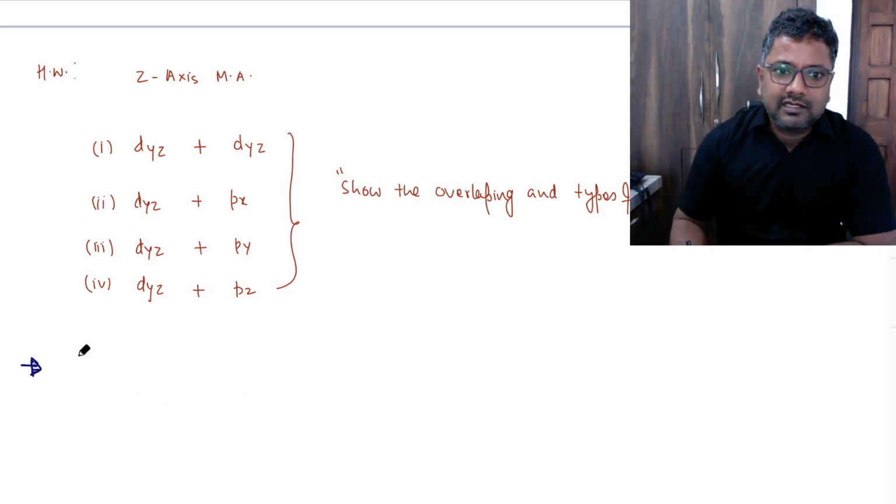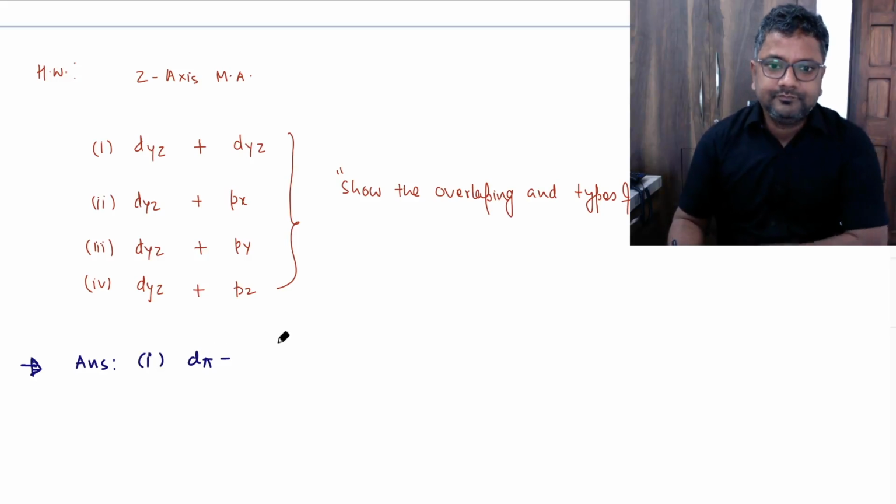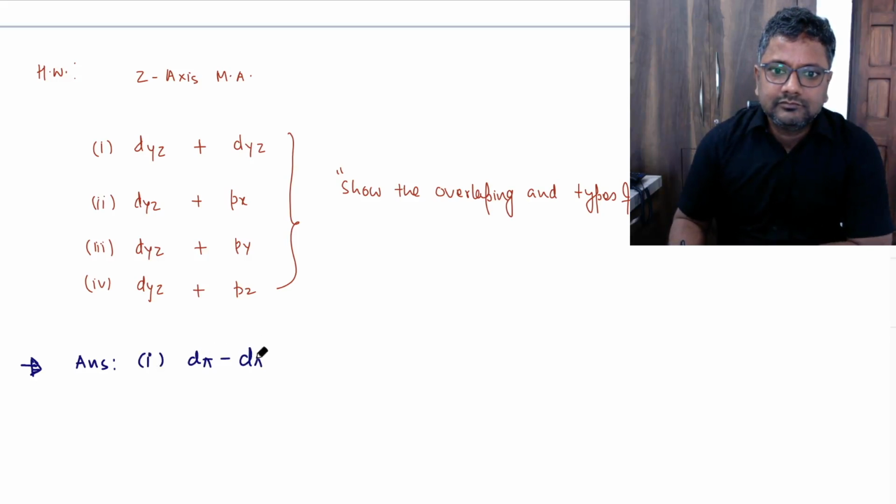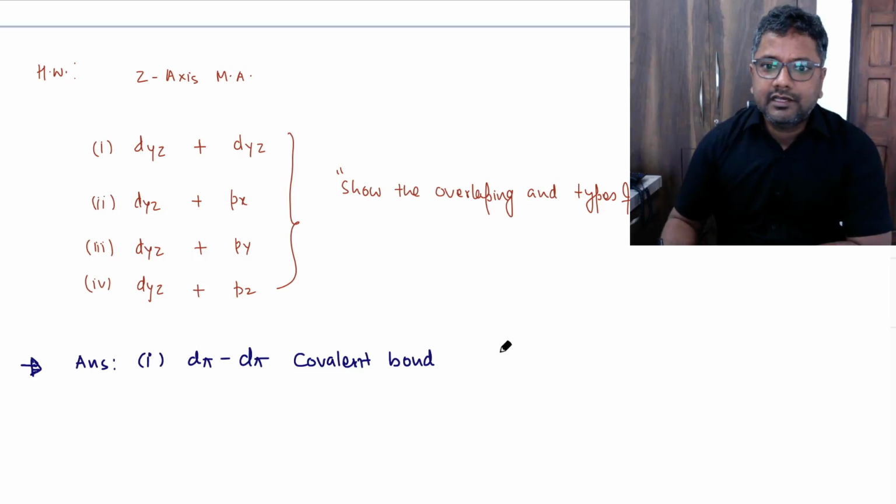So the answer of the first case is: in the first case you will get d pi bonding, a d pi covalent bond. In the second case, YZ and PX, this is zero overlap, so no bond formation.